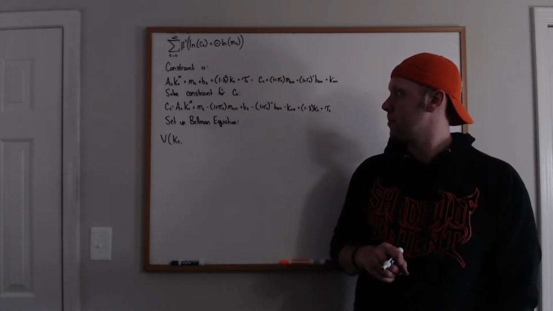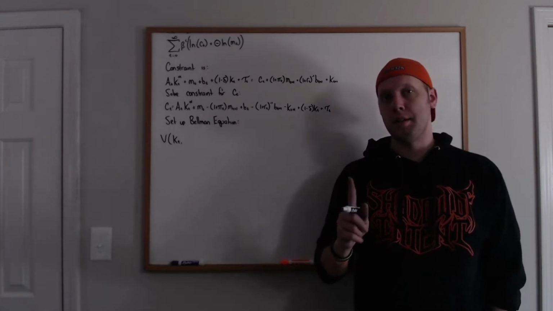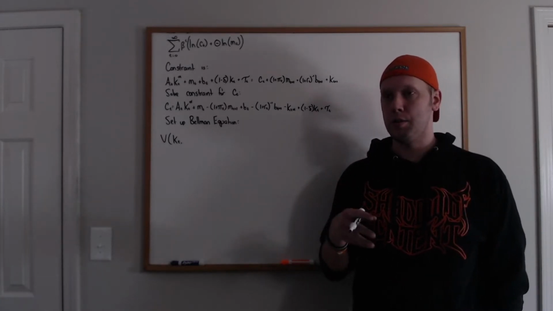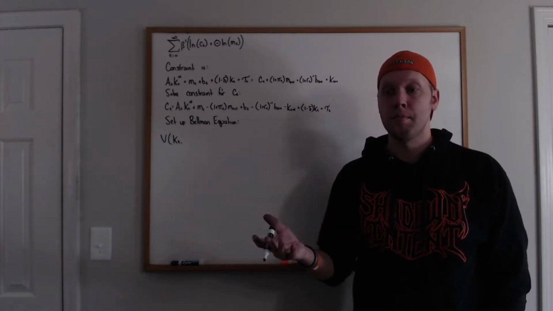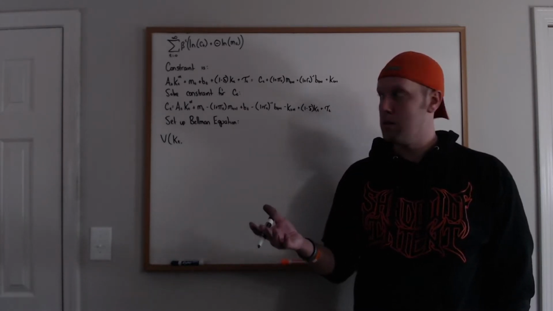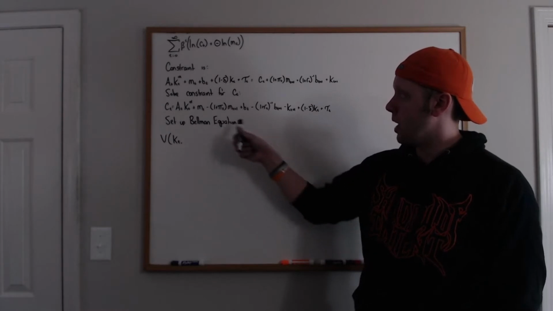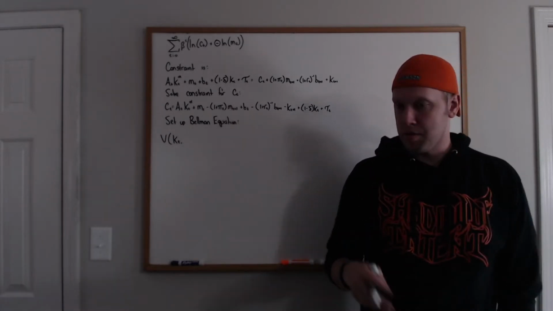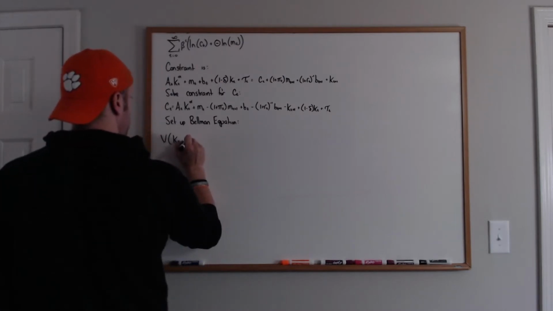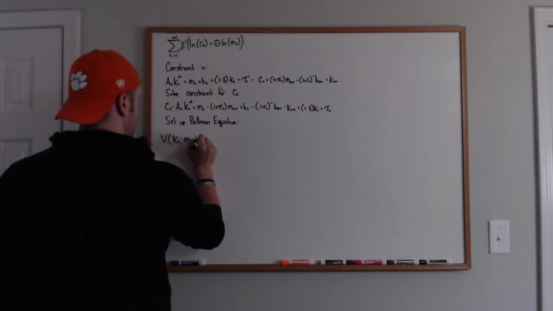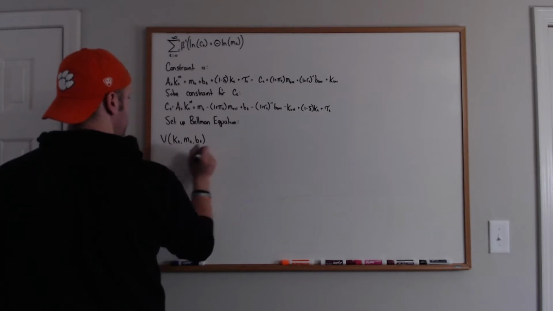Well, one of them is bonds, right? Because we can either consume and buy capital or invest. We could buy bonds. Or the other thing would be money. So it's now a function of capital, money, and bonds. KT, MT, and BT.